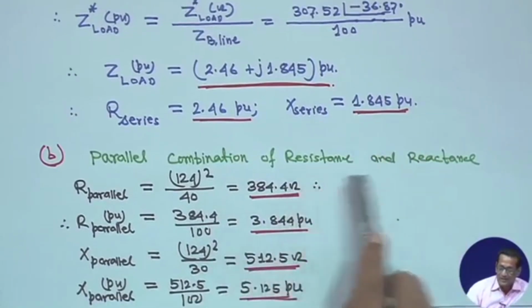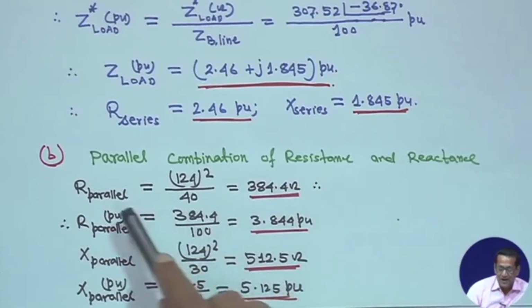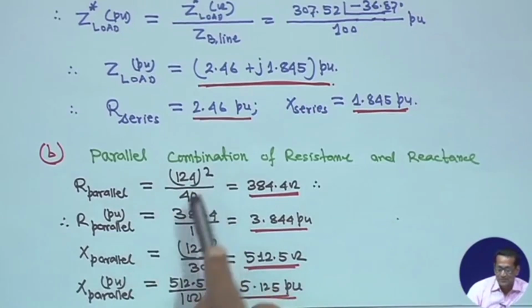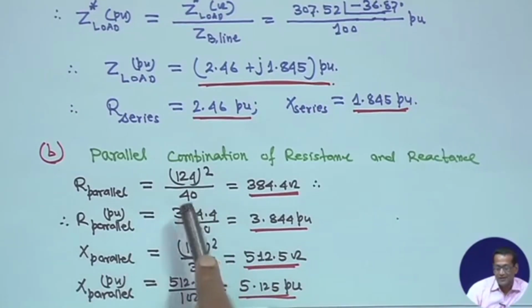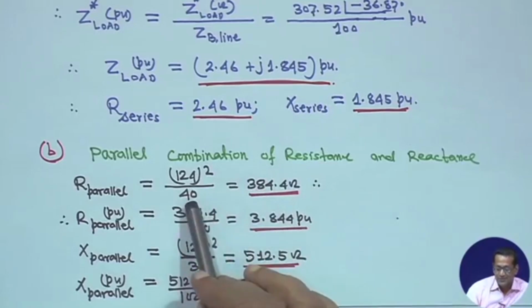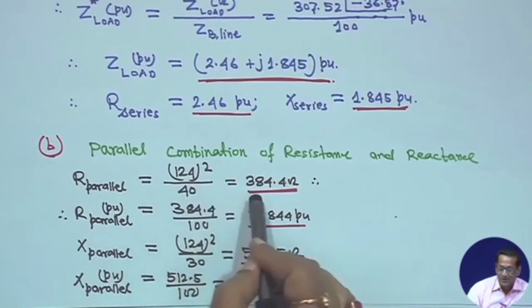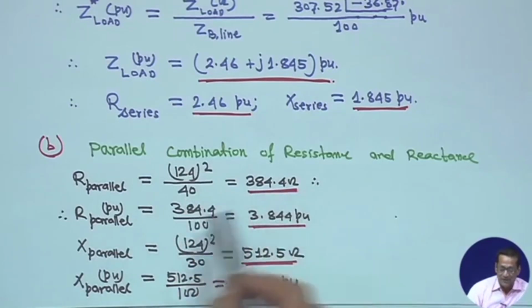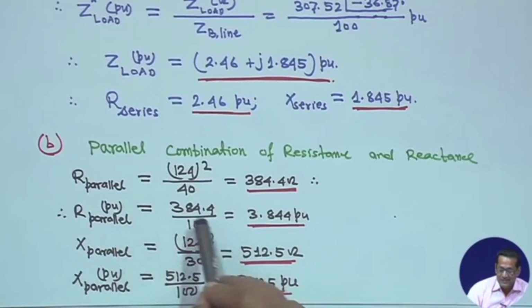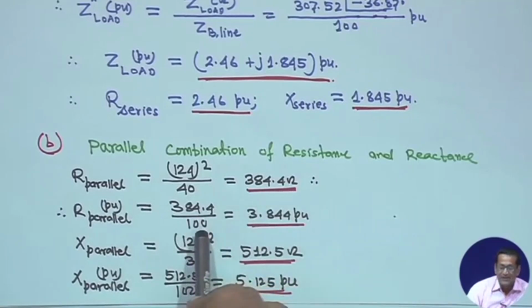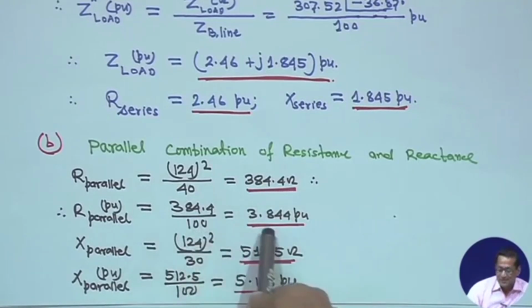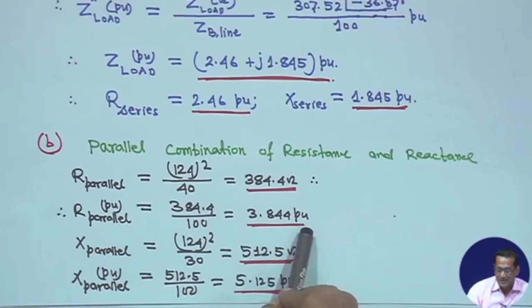Now for the parallel connection of resistance and reactance, R parallel will be 124 square upon 40, and that is your resistive part, the load was 40 plus J30. That means your 40 megawatt is the base value. So 124 square upon 40 is 384.4 ohm, and R parallel per unit, with 100 ohm as the base impedance, is 3.844 per unit.